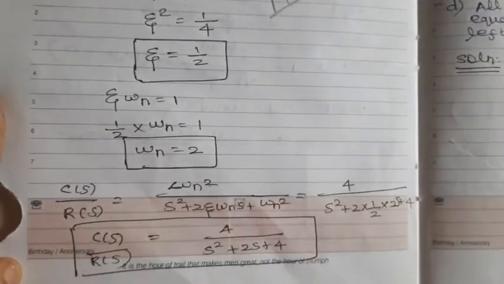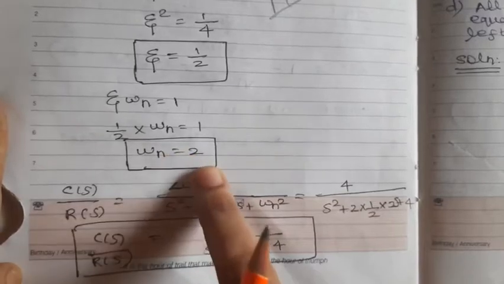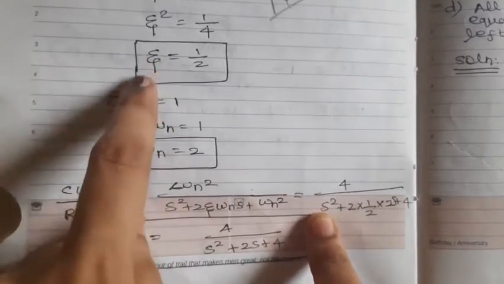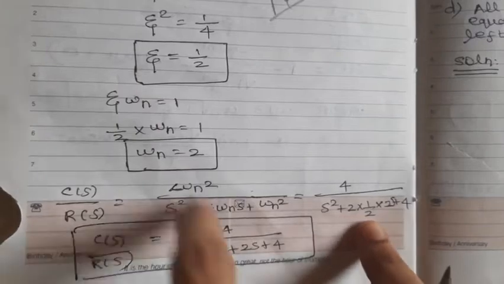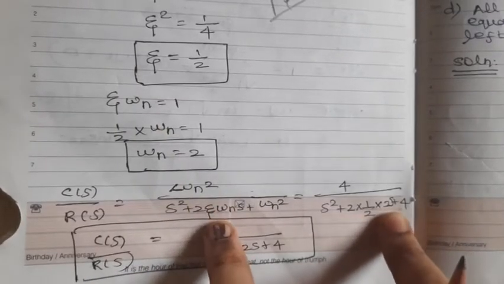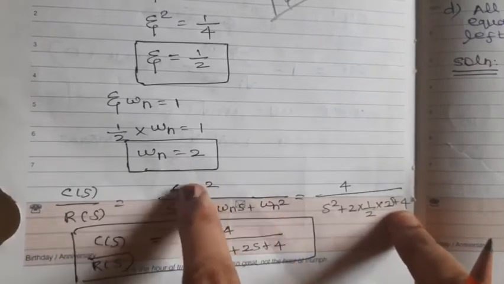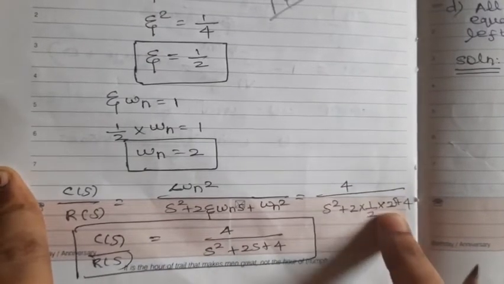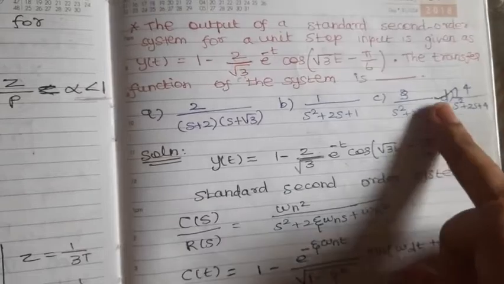What is the standard expression? C of s by r of s equals omega n squared over s squared plus 2 zeta omega n s plus omega n squared. Just substitute in the formula. Omega n squared is nothing but 4. Then 2 into zeta, 1 by 2, into omega n, which is 2, gives 2 into this, so s plus omega n squared, which is 4. So 4 divided by s squared plus 2s plus 4. In this problem, option D is the right option.